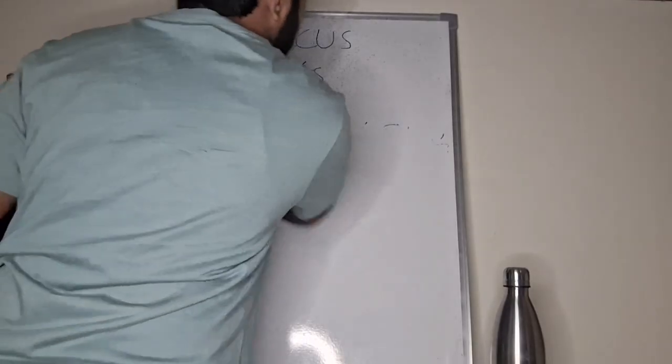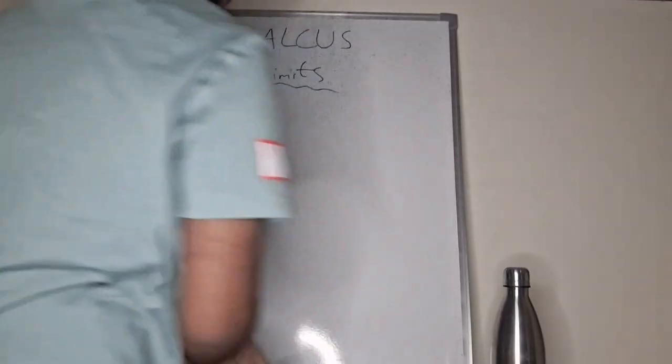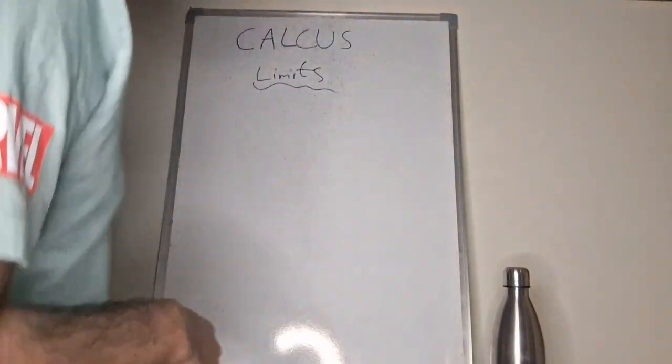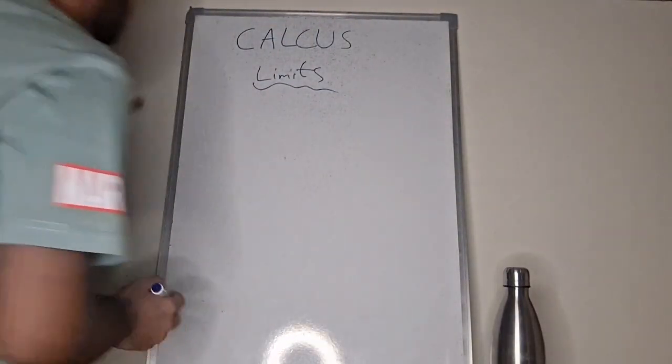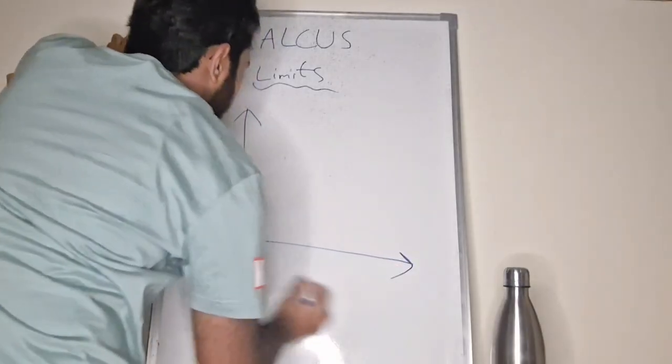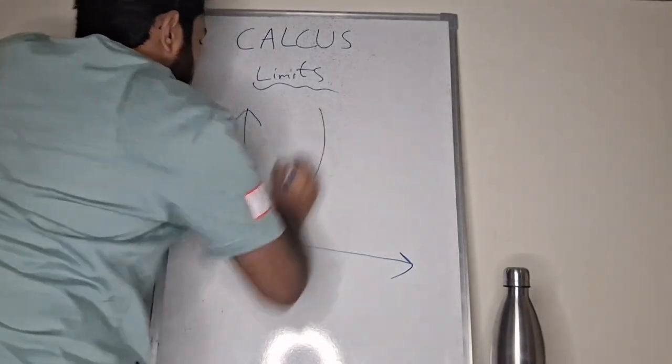So this is what we call limits. Continuity. This is continuity. Okay. And now here is this graph which we talked about. This curve.